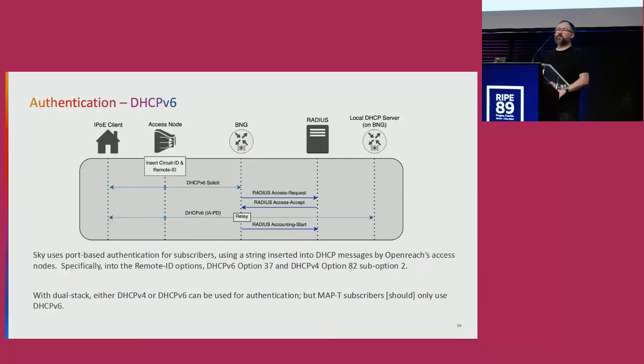We use port-based authentication for all of our subscribers. This means we don't pay attention to any usernames or passwords. We look for information that is inserted by the access node into the DHCP messaging, specifically the remote ID, which is DHCPv6 option 37, and in v4 it's option 82.2. In dual stack land, either v4 or v6 could trigger authentication, but in MAP-T we rely on DHCPv6, so we should really only be seeing DHCPv6 for this.